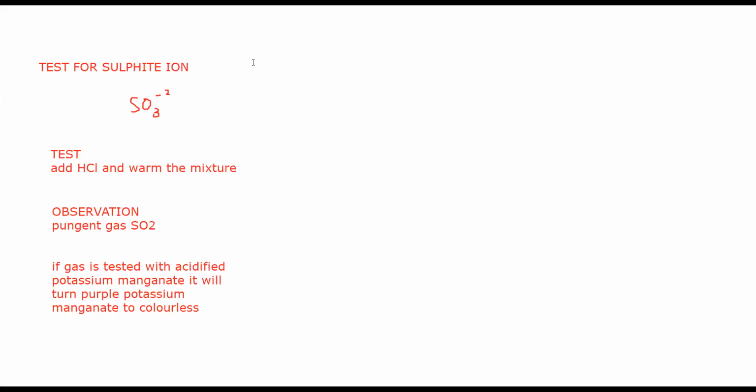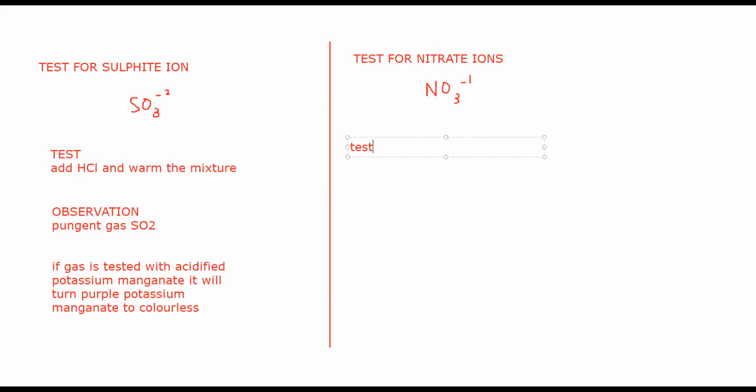And the last one is a test for nitrate ion. So nitrate ion is basically NO3 with a charge of -1. The test is: add sodium hydroxide and aluminium, then heat.